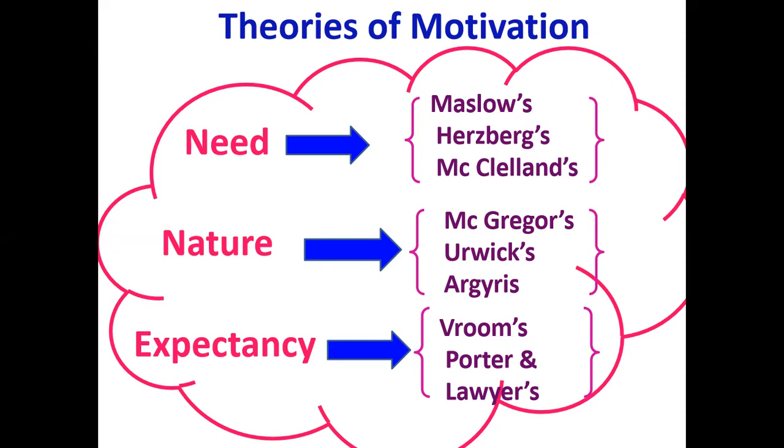The need-based theories identify the needs of individuals, that is, persons. Maslow, Herzberg, and McClelland have proposed these kinds of need-based theories. Those theories that define the nature of individuals have been proposed by McGregor, Argyris, and others. And the expectancy theory is about what an individual will usually expect. When you are able to identify the expectations of individuals, motivation can be made in that sense. The expectancy theories have been proposed by Vroom, Porter, and Lawler.